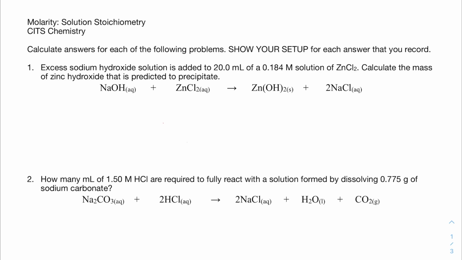Like in any problem, I would encourage you to first write down what you actually know underneath the reactant and product that you're looking at. So information we know is that we have 20.0 milliliters of a 0.184 molar zinc chloride solution, and then we also are looking for grams of zinc hydroxide.